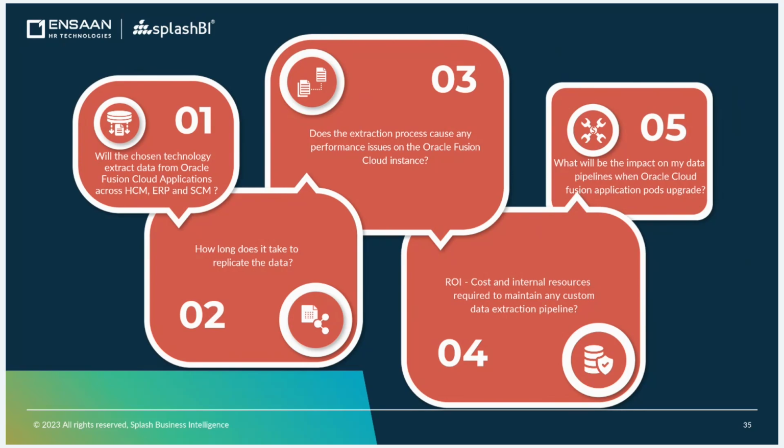Will I have to make those changes into the HCM extract or the custom built-in solution? Or will my entire full data download or my incremental downloads stop? So how do I manage those as well? I need to make sure that I have a contingency plan for those as well.